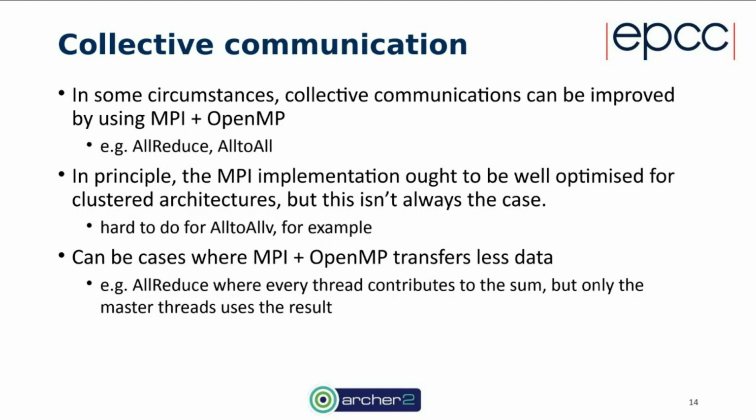And there also can be cases where the hybrid version communicates less data around. For example, in all-reduce, it might be true that every thread contributes to the sum, but in the end, only the master threads in every process actually need the result. So there's a part of the all-reduce which would in principle be one core on every node, then distributing the results to all the other cores. That stage of the all-reduce operation isn't actually required.